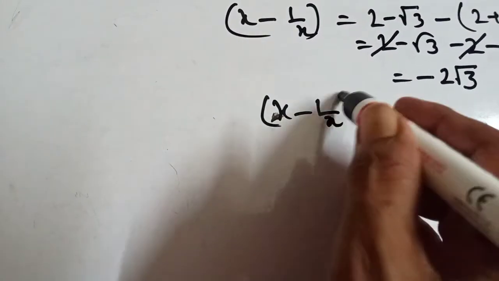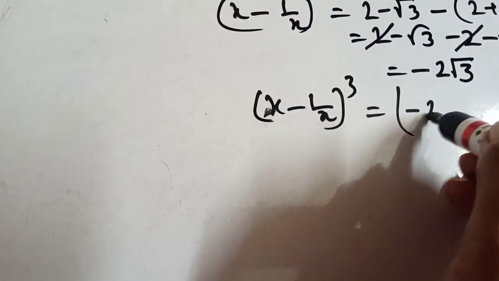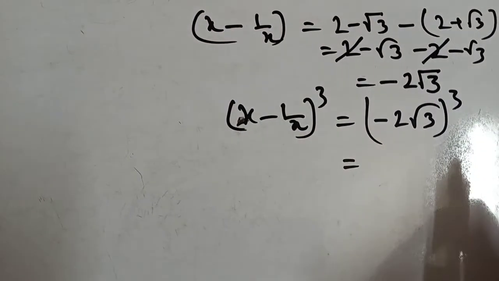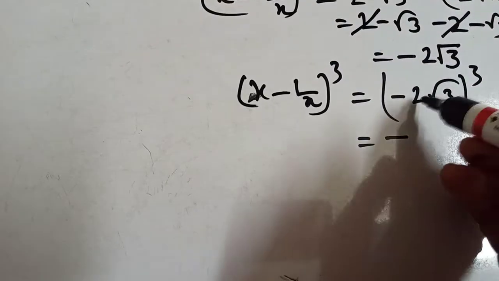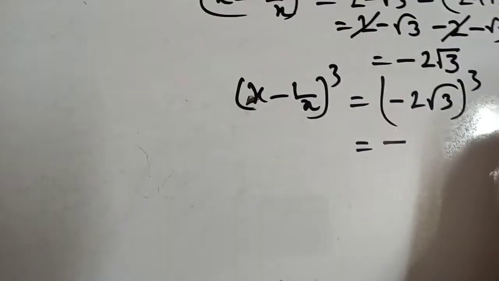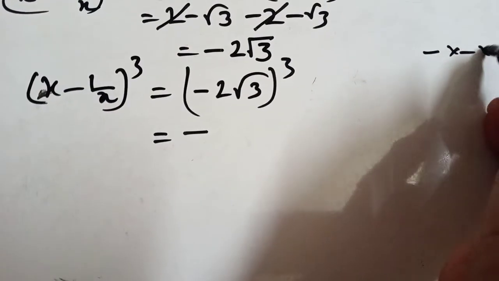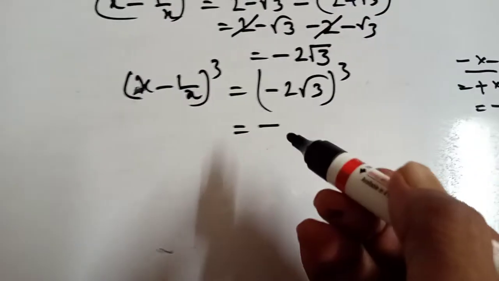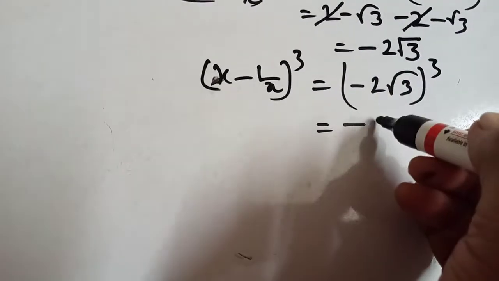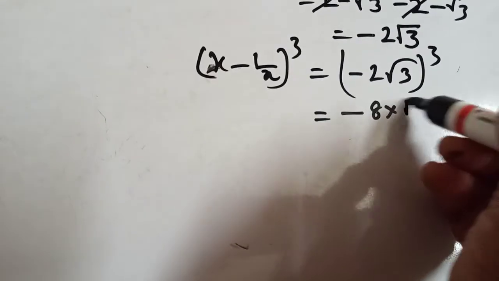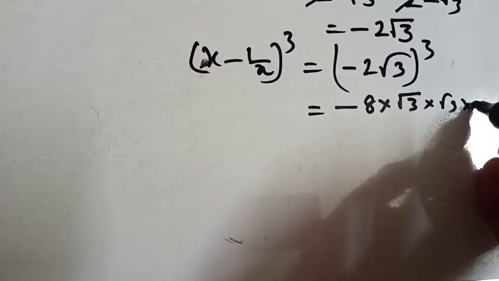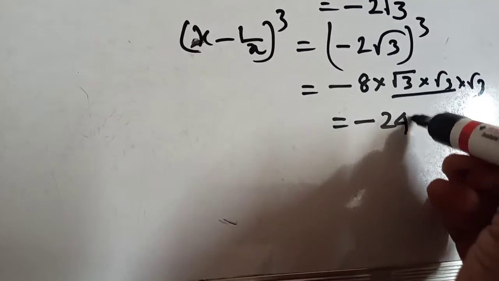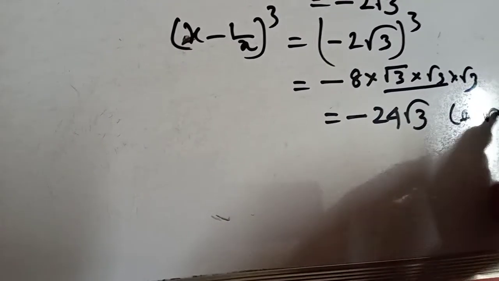(x minus 1 by x) whole cube, it will be (minus 2 root 3) whole cube. That means minus cube, it will be minus. 2 to the power, minus into minus into minus. Minus minus is plus, into minus, that means it will be minus. Now it will be minus 2 into 2 into 2, that means 8, into 3 times root 3 into root 3 into root 3. This will be root 3 into 3, minus 24 root 3. This is the answer. Okay.